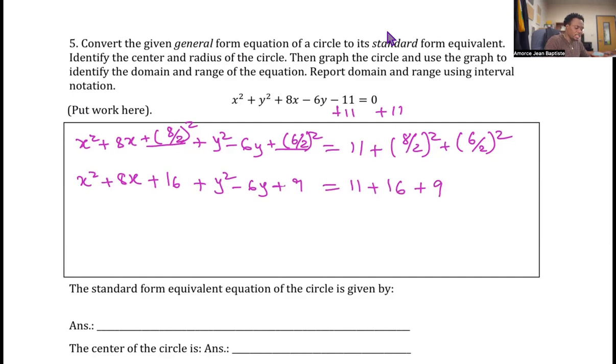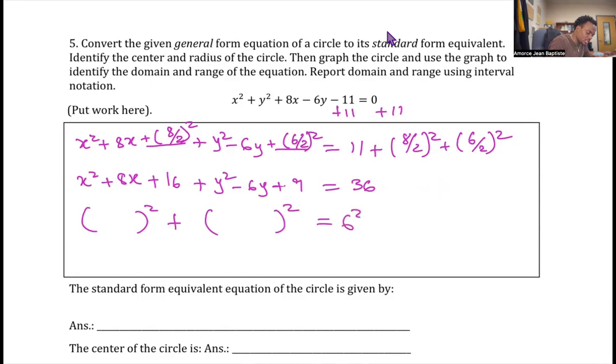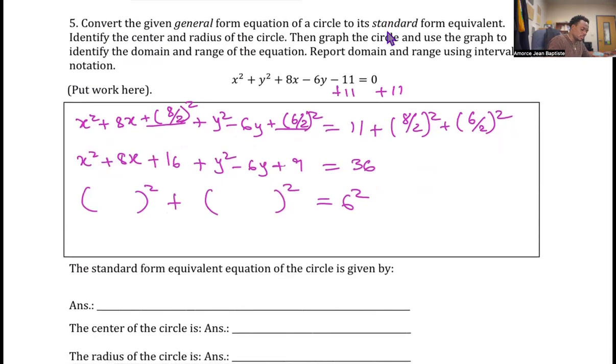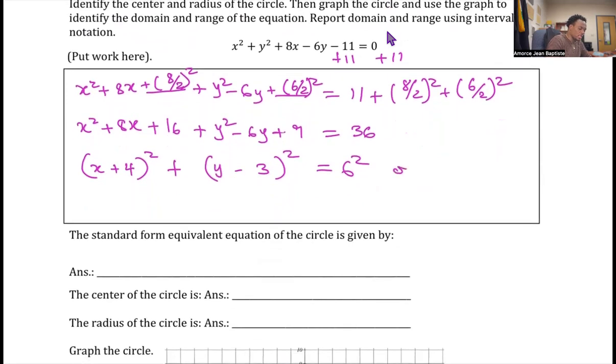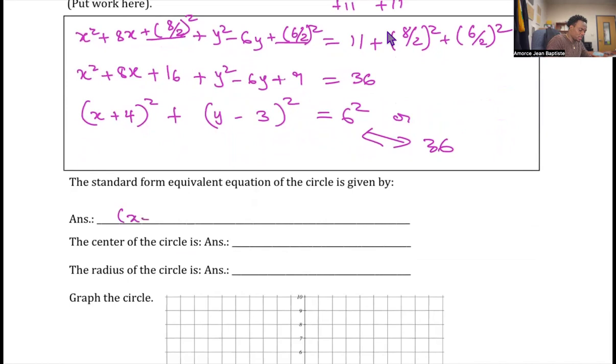that's 36. Now we can write the square for the x's plus the square for the y's equals 6 squared. Then that is x plus 4, and that is y minus 3. So the standard form, or you can keep the 36, it's fine too. That is x plus 4 squared plus y minus 3 squared equals 6 squared.